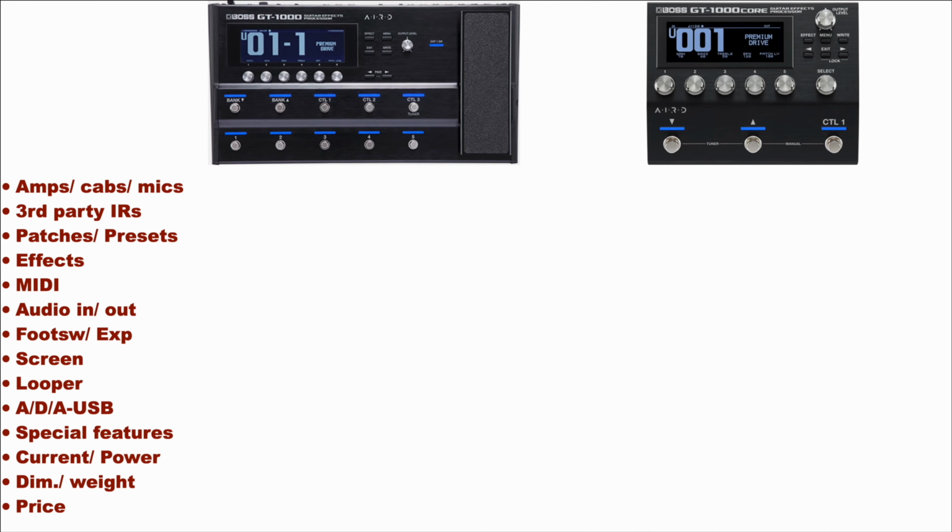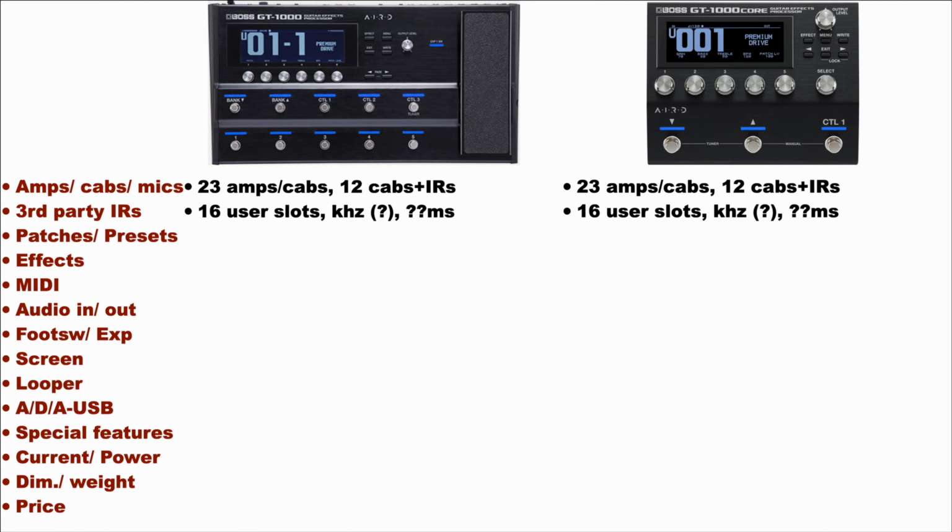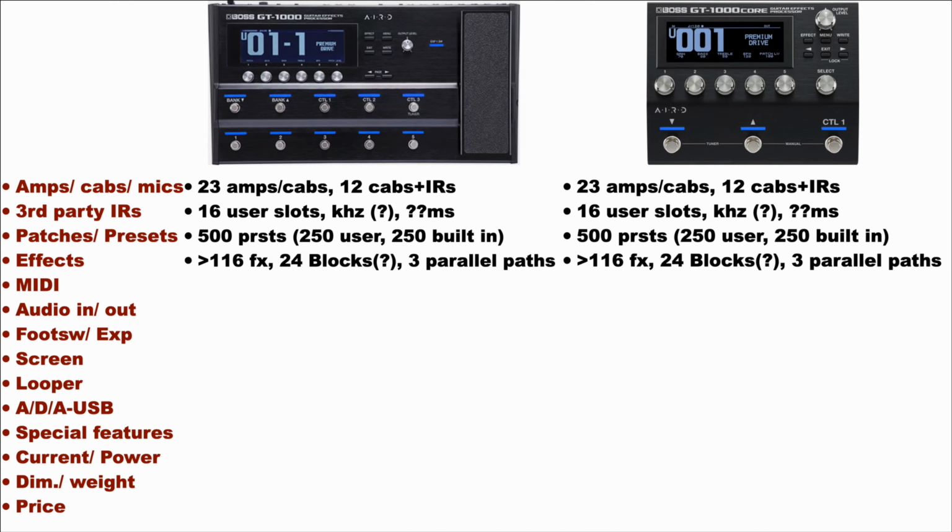These two units basically share the same DSP power, so as regards amps, cabs, and effects management, they have the exact same characteristics. They both have 23 amps and cabs plus 12 standalone cabs. They both offer the possibility to load third-party IRs in 16 user slots. Unfortunately, Boss offers scarce detail about the quality of the IRs you can use.